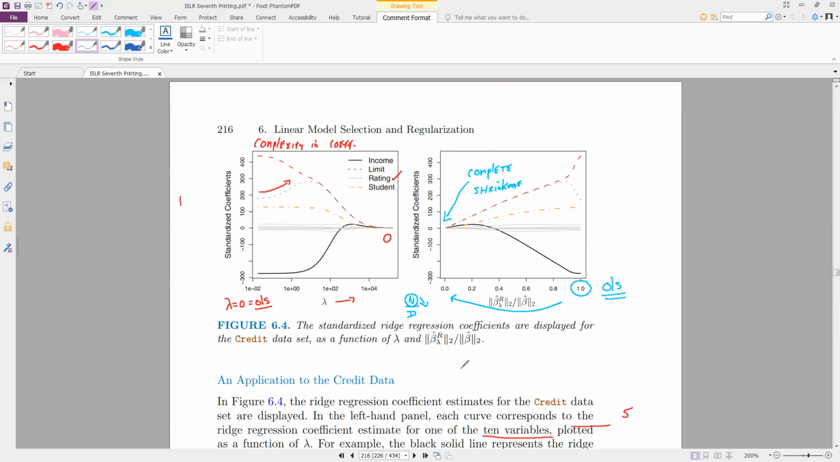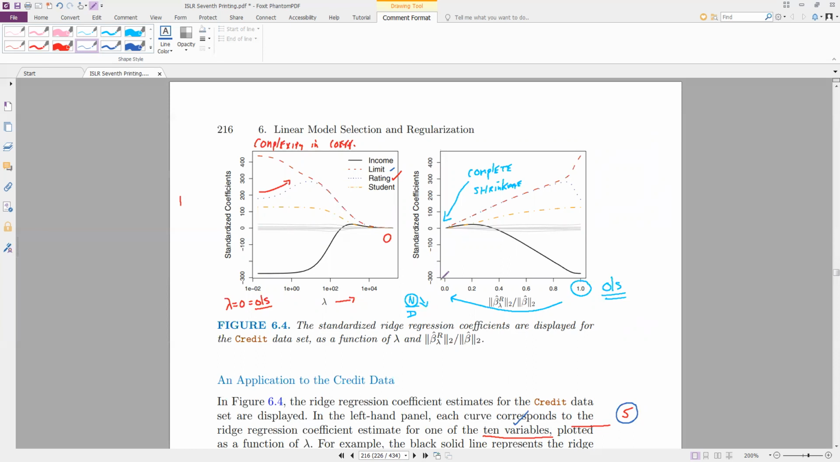We have an example on the credit data. So that's a data set that they've been using in the book for a long time. They have different predictors, and they want to predict your credit rating. And here are different predictors. We have income, credit limit, rating, student, etc. So here are 5 predictors. They talk about 10 variables here, but there's only 5 predictors in the plot. Okay, so just so you know, of the 10 variables, they're only putting these 5 variables in here.